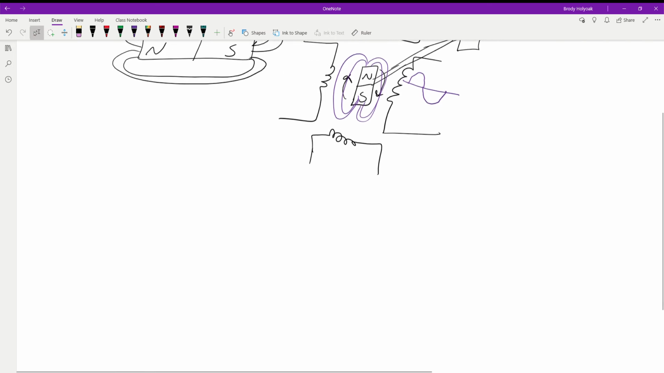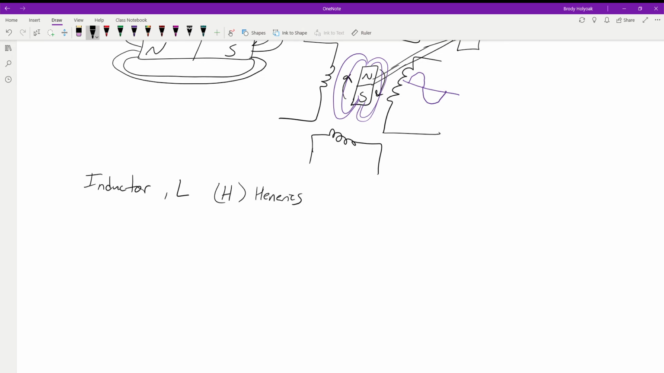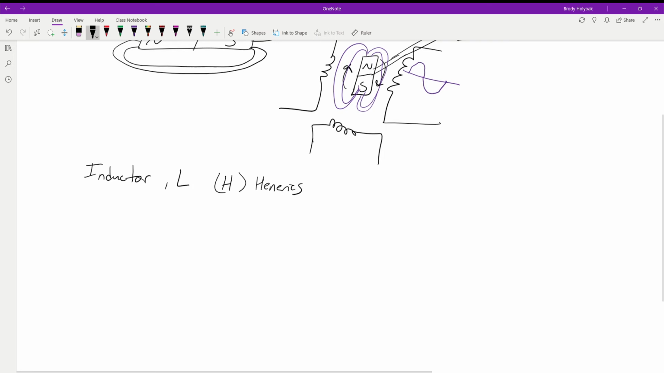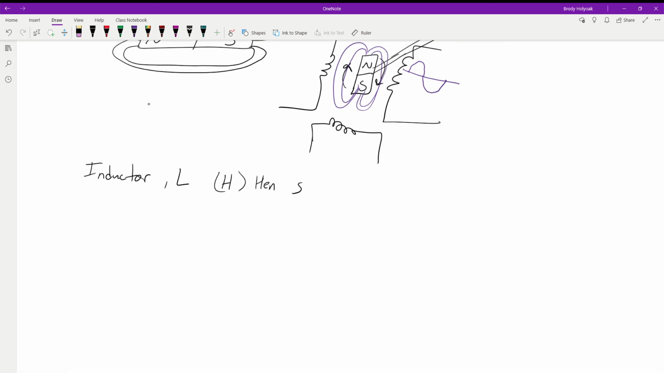Now, one of the things that we need to know, so we have an inductor. Its symbol is L. This is the one we use because we already have I that we use for current and a bunch of other things. So inductor comes from L, and it is measured in henries, because it was Henry that discovered this property.